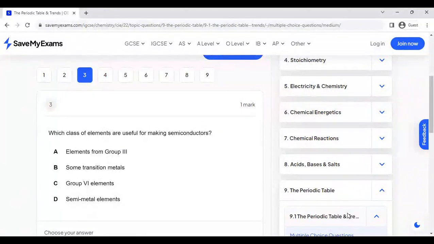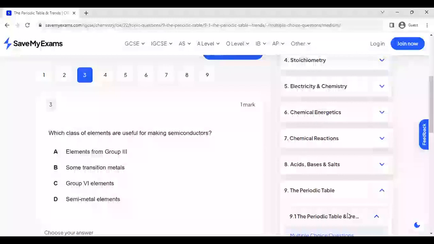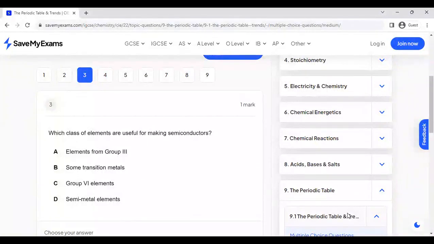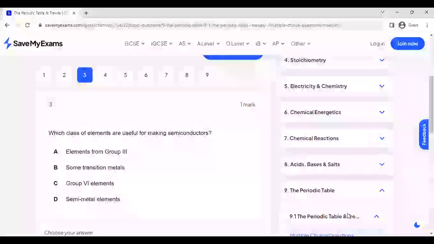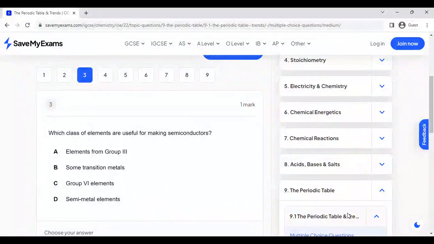Question number 3, rather. Which class of elements are useful for making semiconductors? Semiconductors are group 4 elements. They are the metalloids. They are elements known to possess the attributes of metals and non-metals. They are being used to make semiconductors. So group 4 elements, they are the semi-metal elements. Answer option D.